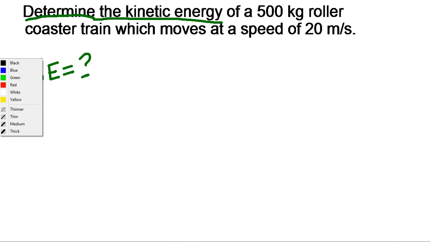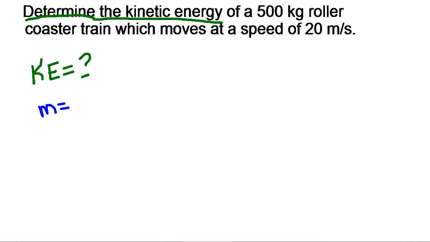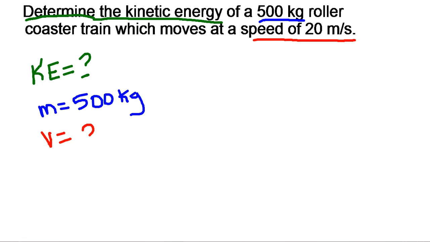Next, I need to identify my variables. In my kinetic energy equation, I have mass, and mass's units is kilograms. So I see here that I have 500 kilograms. And my other variable in the kinetic energy equation is speed or velocity. And my units for velocity is meters per second. So I'm going to look for the number that has m/s next to it. And I'm going to see that that is a 20. And my velocity is 20 meters per second in this equation.